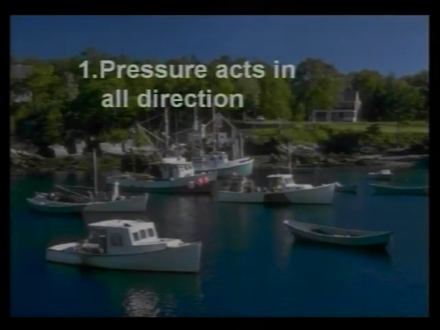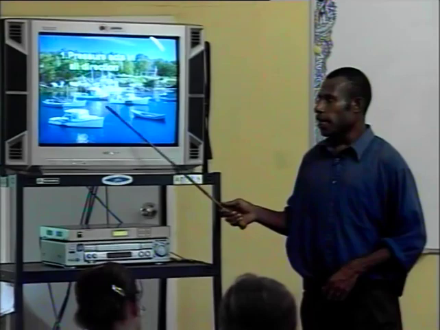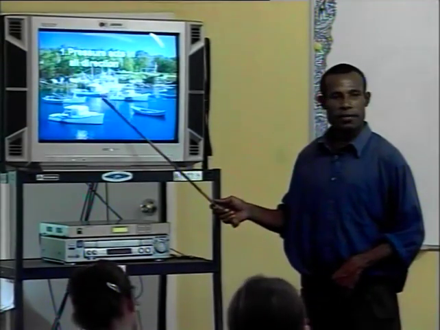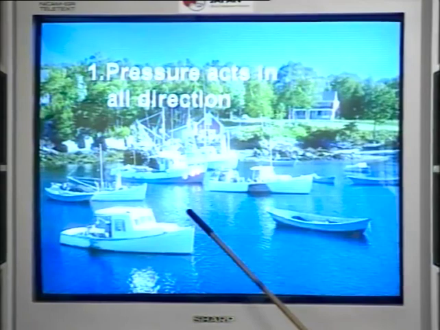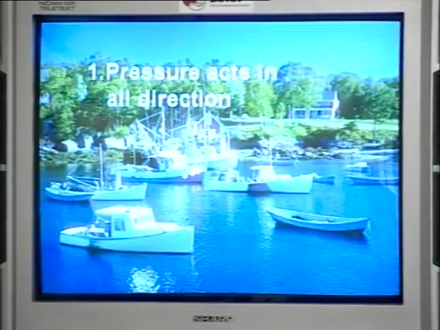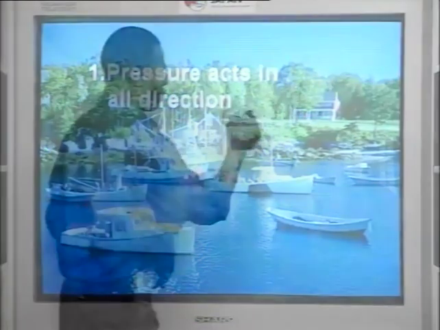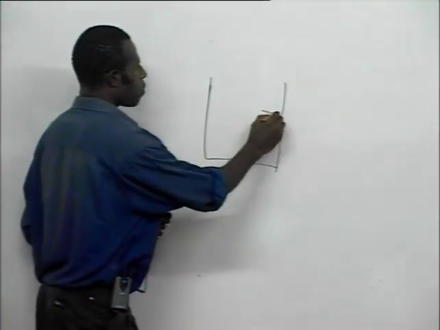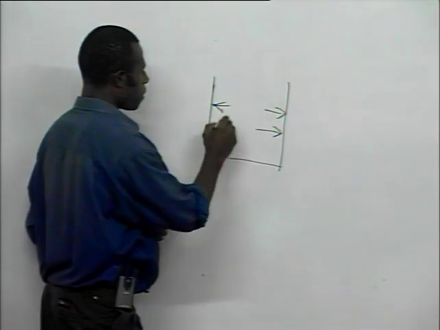Number one point about liquids is that pressure acts in all directions. This picture shows you that the pressure is forcing outwards on the bottom of the boats. That is the reason why you see them simply floating. As you can see in a real container, let's say, for example, this is a container, you will find that the pressure will be acting in all directions.